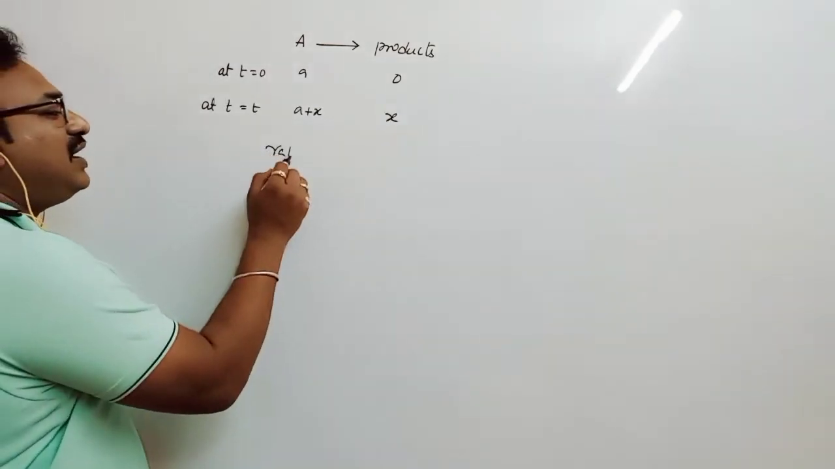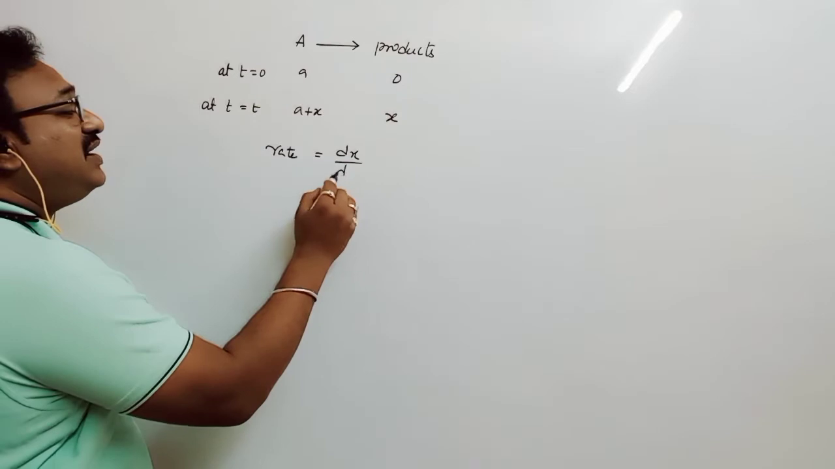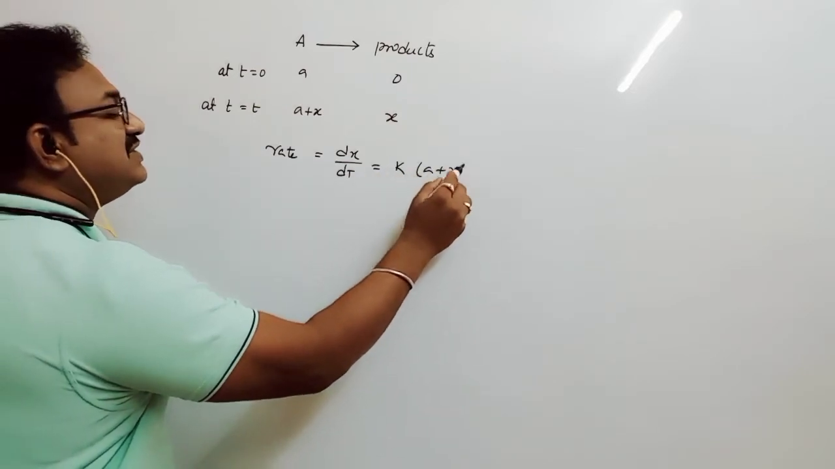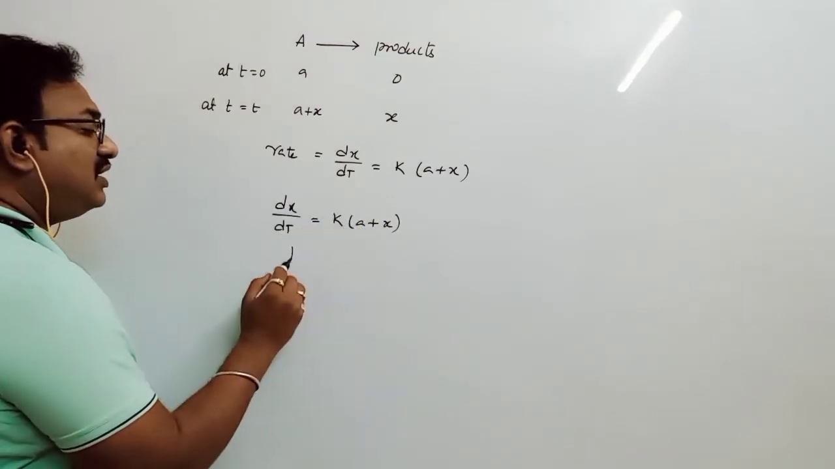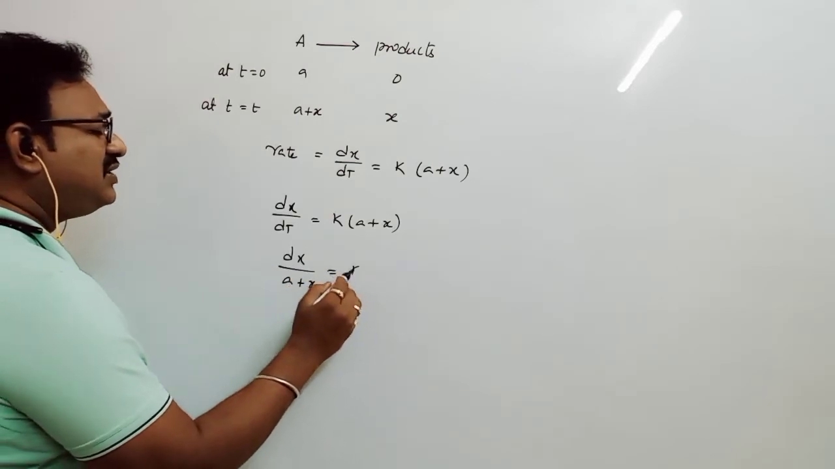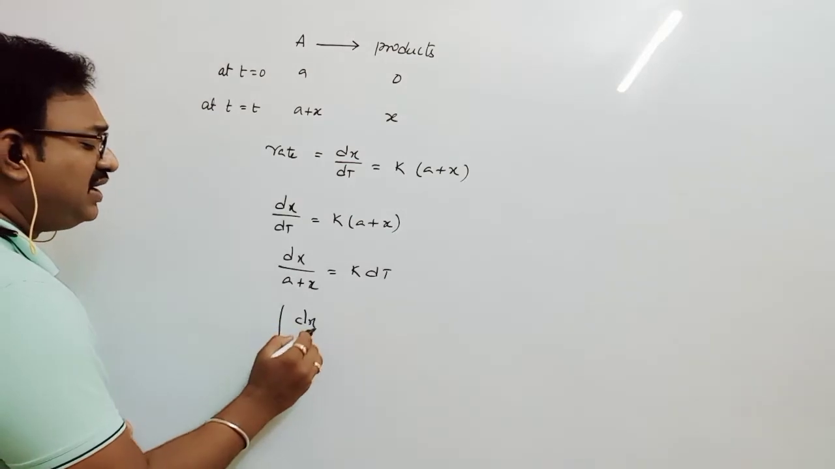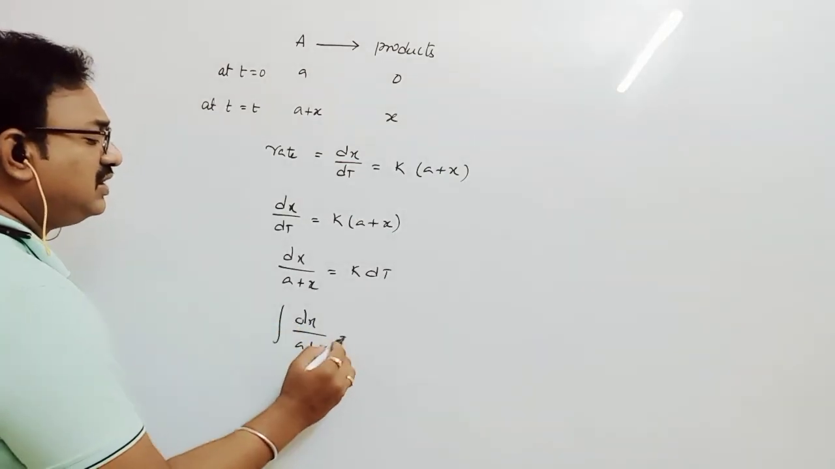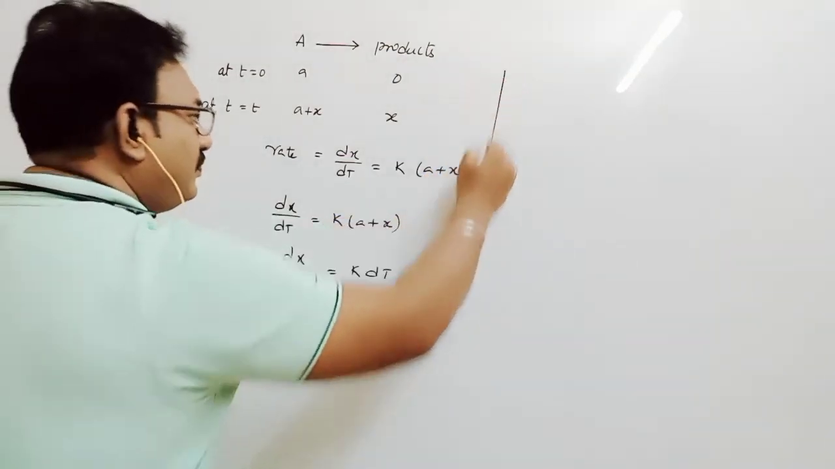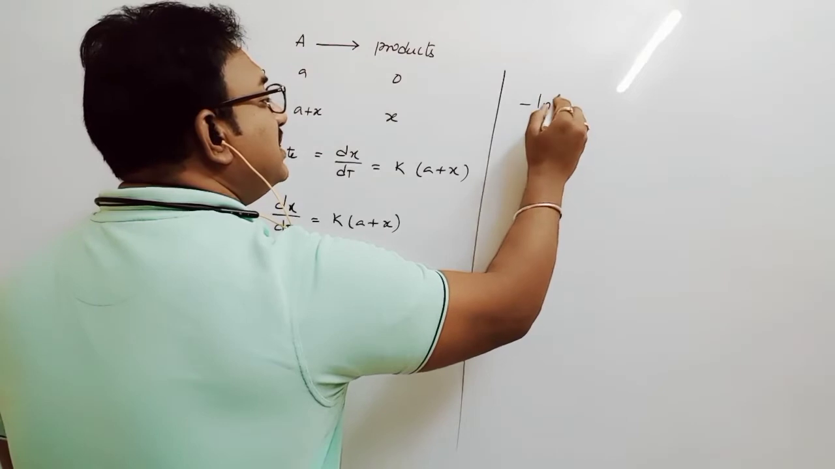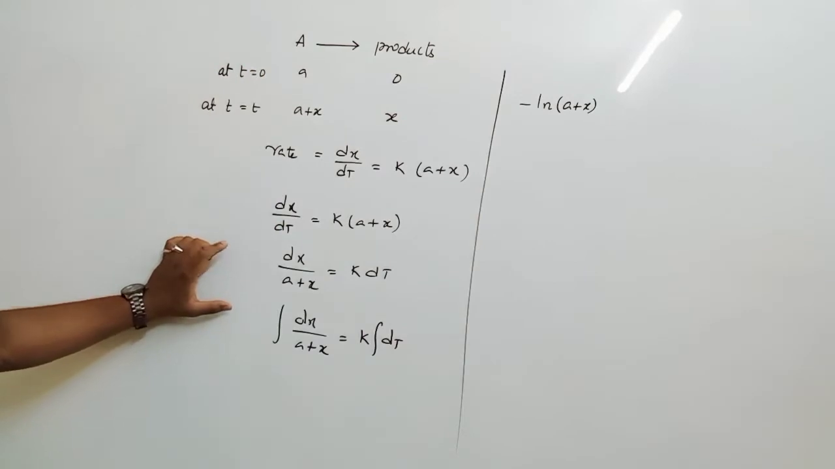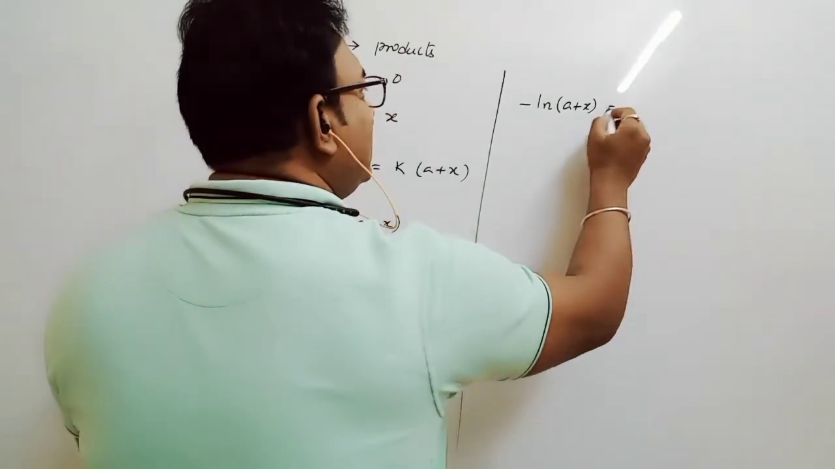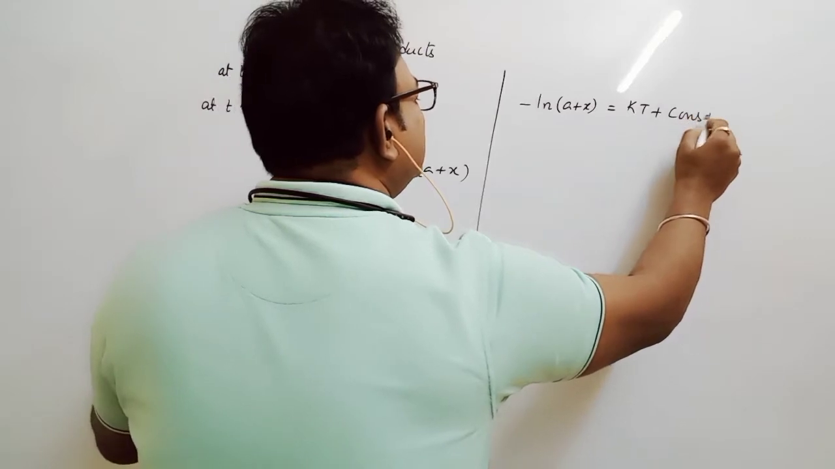Then the rate can be written as rate is equal to dx by dt is equal to k into a plus x. Now dx by a plus x is equal to k into dt. Now integral dx by a plus x is equal to k into integral dt. So this is minus ln a plus x, which is equal to kt plus constant. This is the integrated expression.